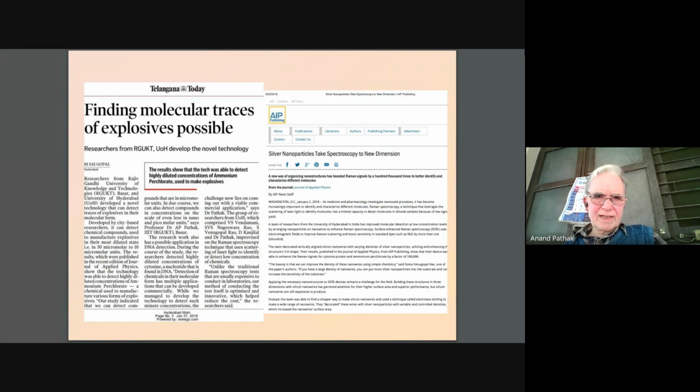So the molecular traces can be of explosive material. Going from one side to the other, it is showing me that an order of magnitude smaller quantity of explosive can be determined by this. Next one. That's all. I think that's the end of the last slide.